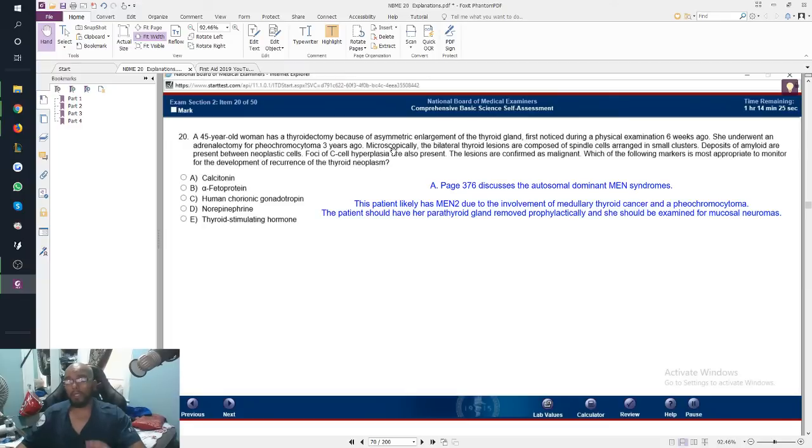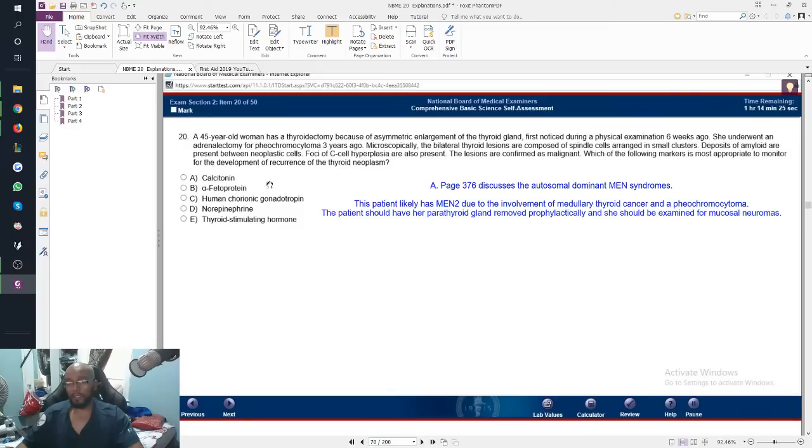So you didn't even need the entire thing. The entire statement was unnecessary. If someone asked you how would you monitor recurrence of thyroid neoplasms, would you look at alpha-fetoprotein? Would you look at HCG, norepinephrine, TSH, or calcitonin? You have to pick calcitonin.